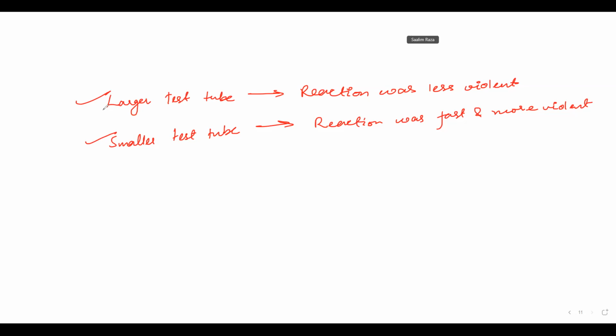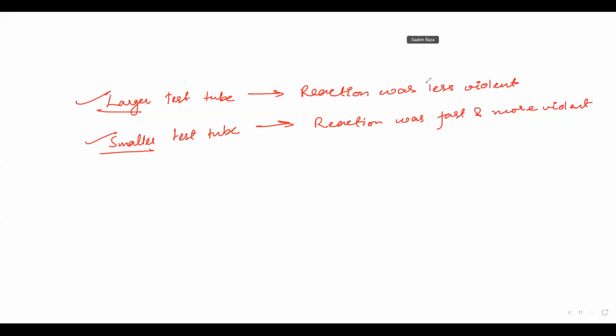I mean, the area is always less. Obviously, if it is smaller, the area will be less, the volume will be less. So what happened then? So the escaping tendency gets lower. The heat escaping tendency. Yeah, this is logical. So if it is less, then it becomes more violent, and if it has a larger test tube or a wide one, then the escaping tendency is much higher than that of the smaller tube.